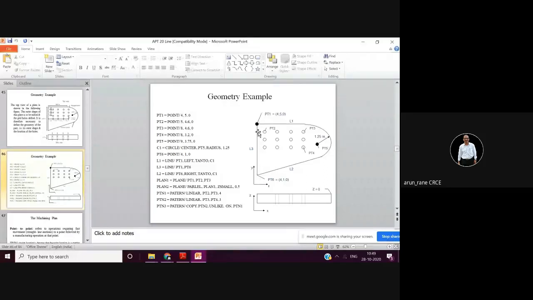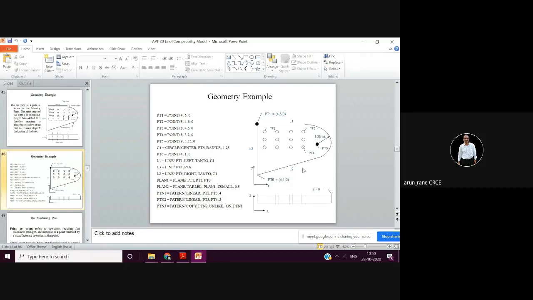Then you have line L2, which is passing through point 6. You can simply say it is tangent to this circle and on the right hand side of this C1. Because from this point there can be two lines tangent to this circle, one here and another here. Obviously this will be on the left hand side and this on the right hand side. Another way is to calculate this tangent point using basic maths, trigonometry, and define line L2 passing through this point and this point.